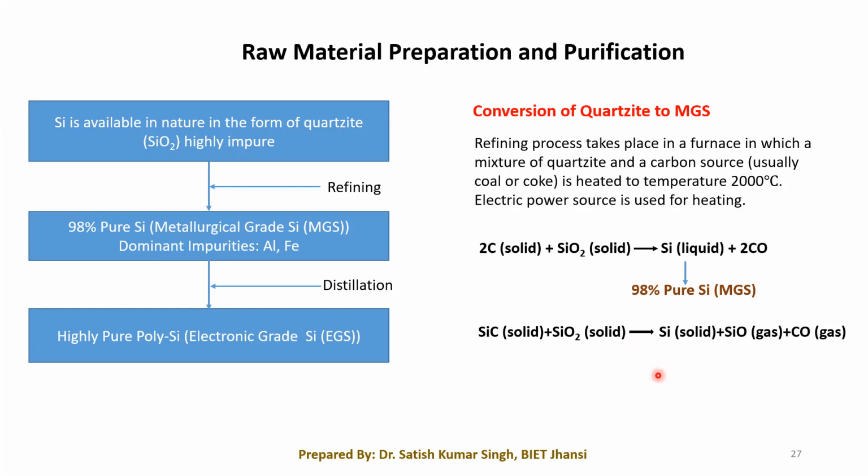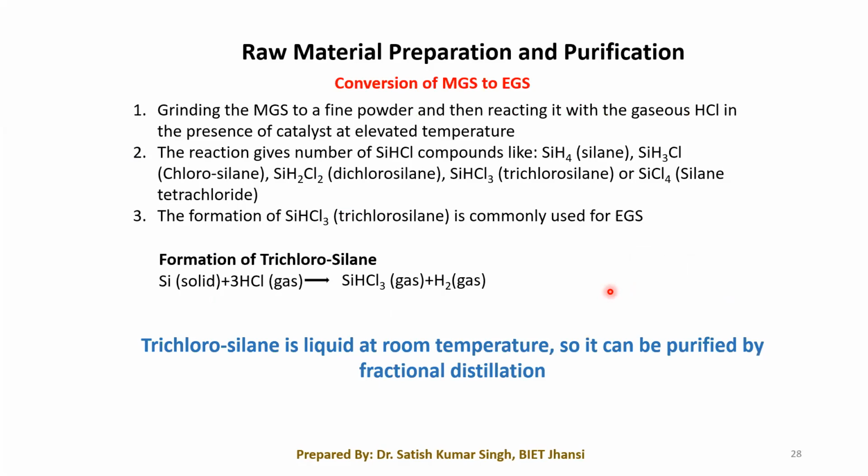I hope it is clear how this conversion of quartzite to MGS takes place. So what is the next step? Now we have converted the quartzite into MGS, and our next step is to convert this MGS into EGS. It was in liquid form at very high temperature, and now it will be solidified and converted into solid silicon, which is your MGS. Now we have to convert this MGS into EGS.